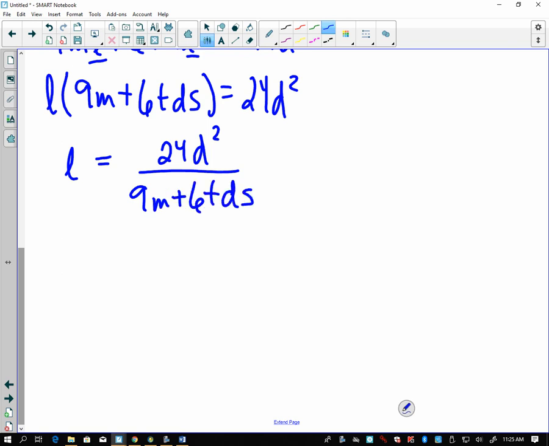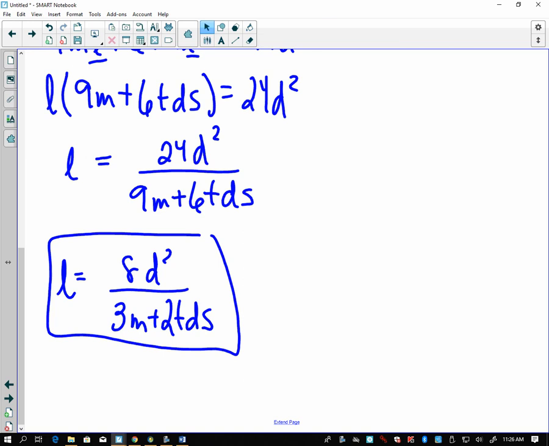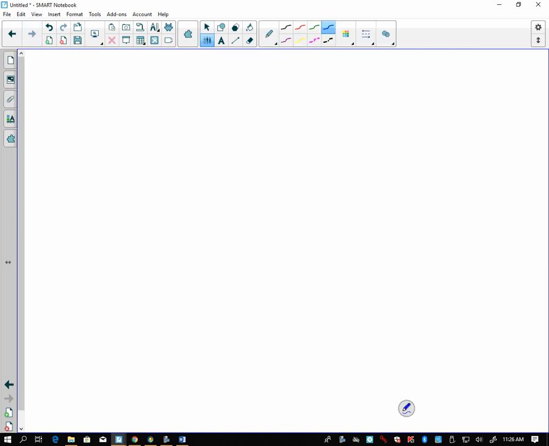I'm going to see if there's anything I can factor out of all of that. And I should be able to factor a 3 out of it, leaving me with 8D squared over 3m plus 2TDS. And let's see, what question number was this? 8. Let me check that answer. That is correct. Okay, so that was 8. Next one on the list, I'll just go till the bell rings, is 9.